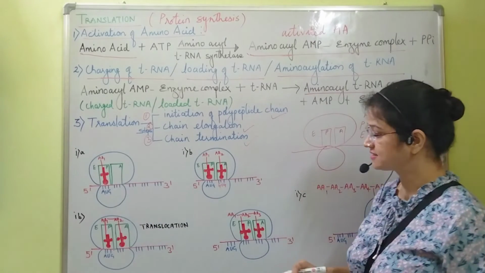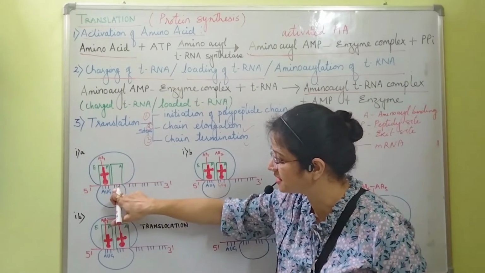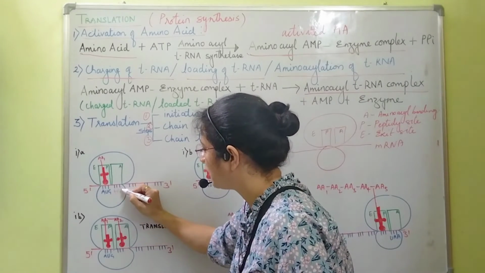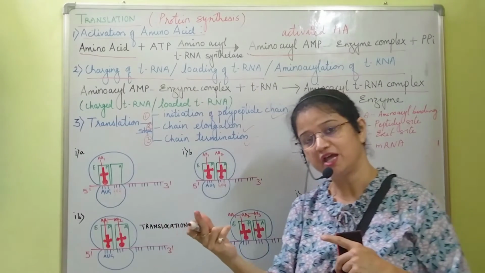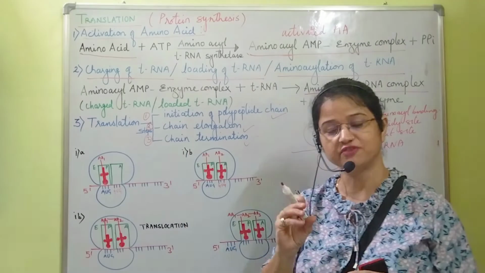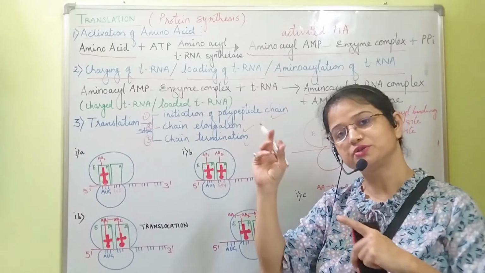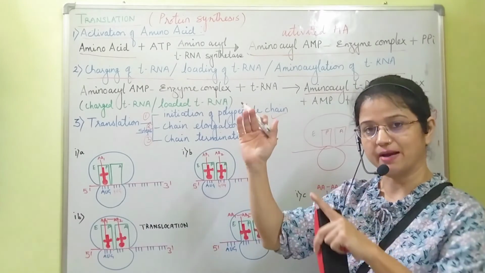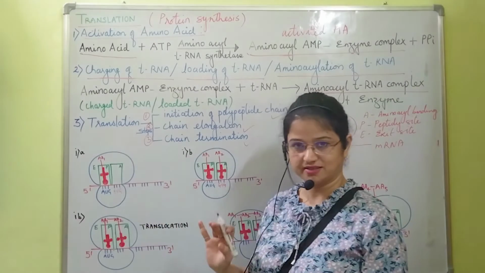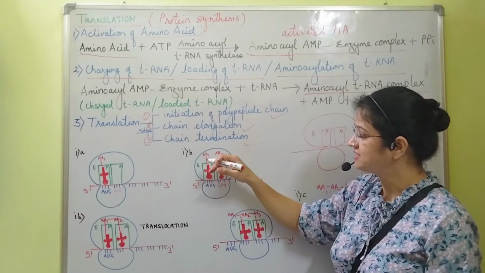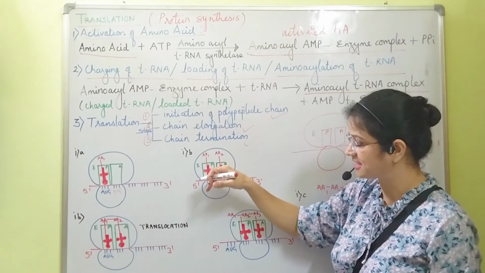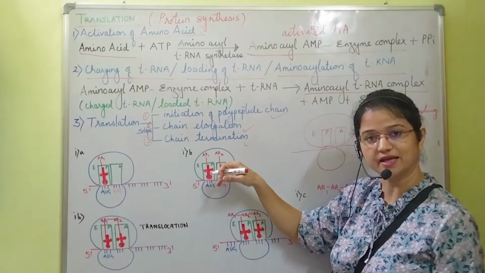Now what happens next? Here we can see there is the next codon. It can be any codon. Suppose it is GUG. Now what will happen? The specific tRNA will bring that particular amino acid which is coded by GUG. So the specific tRNA will bring that amino acid, and it will come to which site? It will come to the A site. Clear? So here we have drawn that the tRNA will bring the second amino acid at the A site.